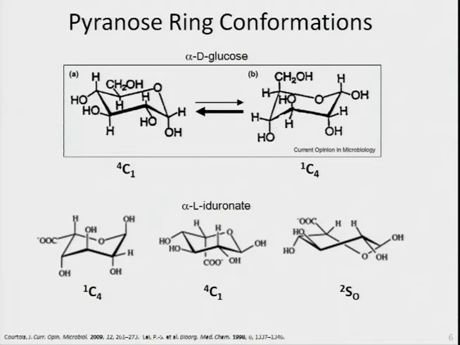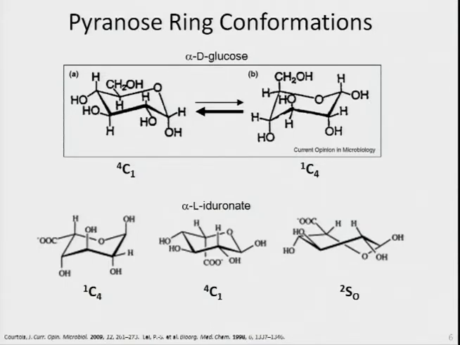What happens is the chairs can interconvert. So if you flip this corner down and you flip this one up, you get the other chair, which is 1C4. Now what happens when you do that? Okay, so let's take a step back and talk about the substituents that are around the ring. So the number 1 carbon has a hydroxyl group, so does the number 2, number 3, number 4. Number 5 has this CH2OH group, as the number 6 carbon and a hydroxyl group.